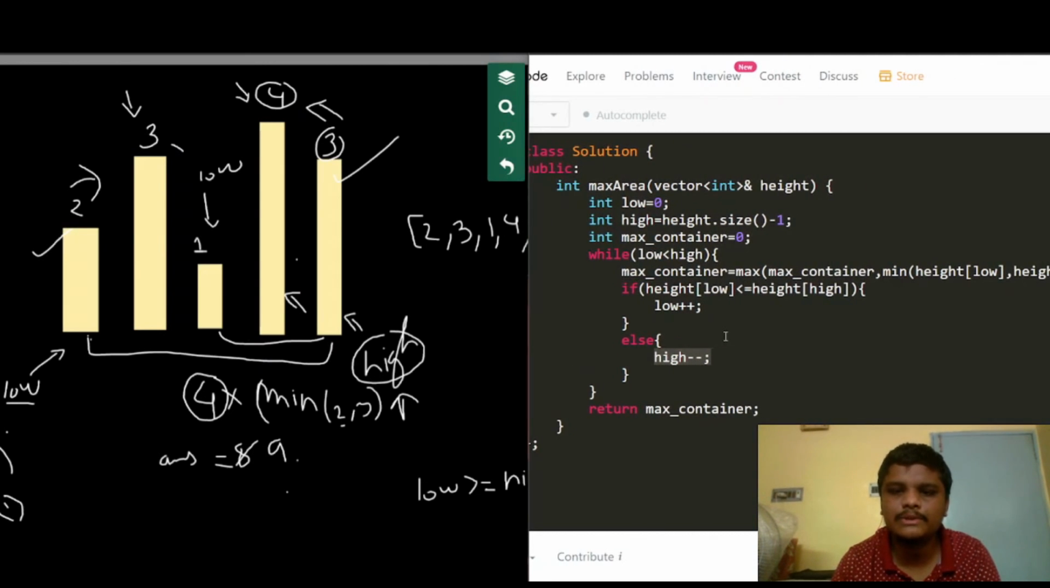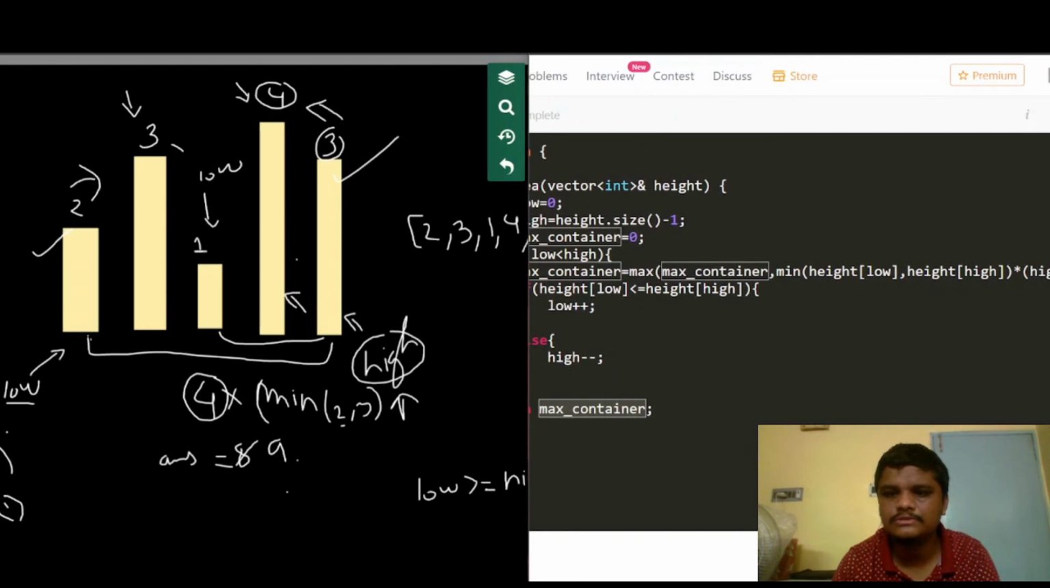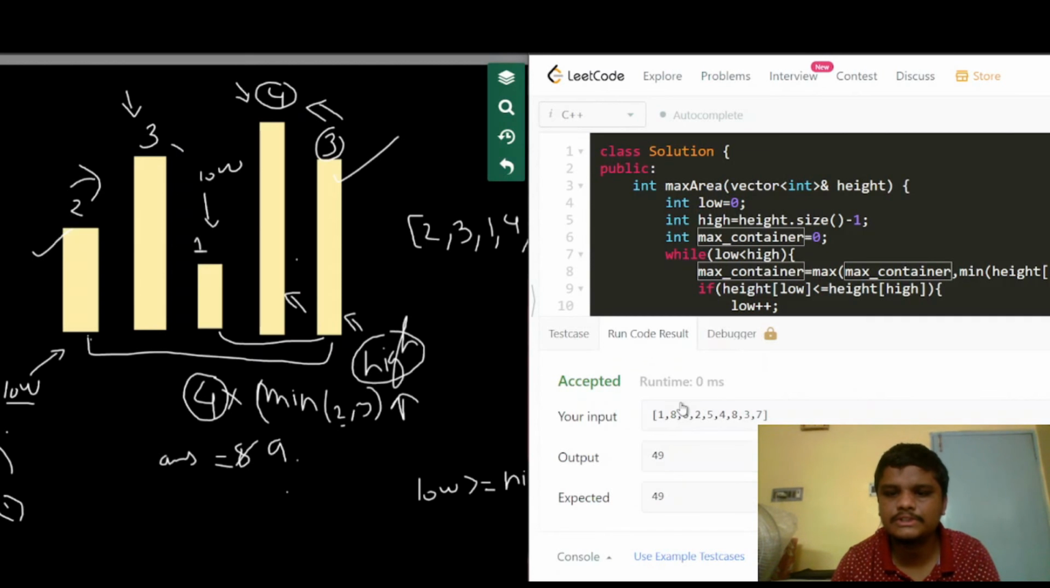So now coming out of the while loop, we are returning the max container, that is our answer. So now let's run this code. Now see, it is successfully accepted.